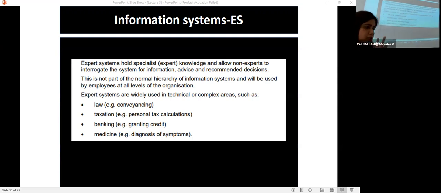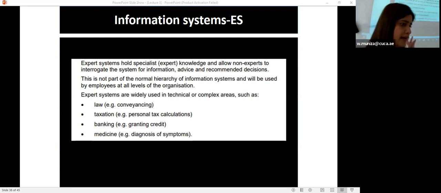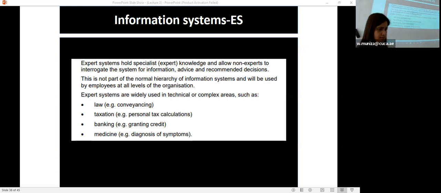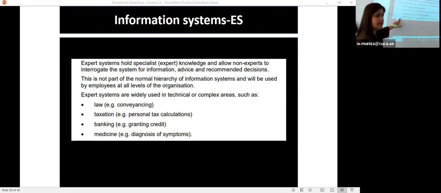So this is the system which will give help to all levels of the organization without any discrimination. Anyone who wants know-how about any particular area will access the expert system. Expert systems are widely used in technical or complex areas such as law, taxation, banking, and medicine. Everyone clear?